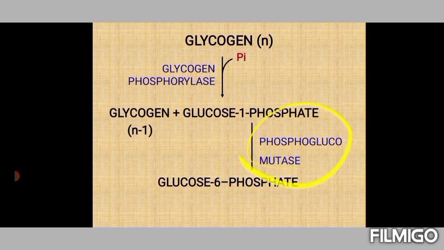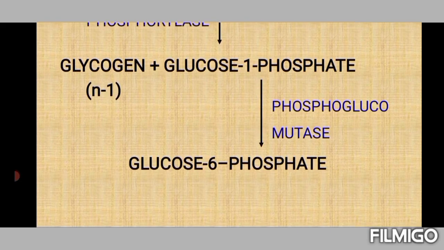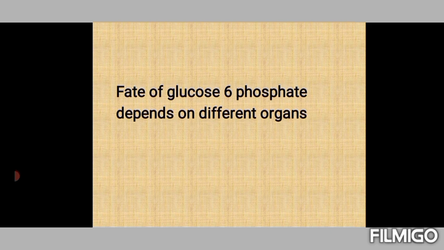So glycogen phosphorylase gives glucose 1-phosphate, and that will be instantaneously converted to glucose 6-phosphate in cells with the help of the enzyme phosphoglucomutase, because conversion to glucose 6-phosphate is important in some cells, because that's how we can keep the glucose molecule confined to those cells. Okay. And what is the fate of glucose 6-phosphate? It depends on different organs.